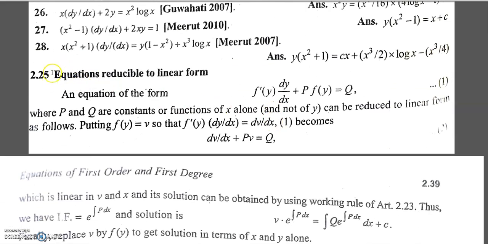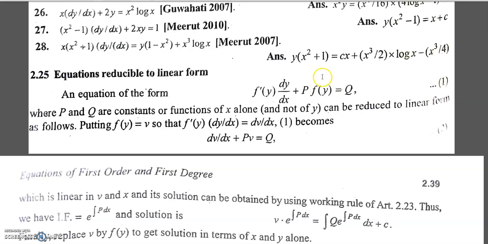Now come to our article 2.25. Here our original differential equation is not directly in the general form of a linear differential equation, but we may convert it into linear form. How? See the pattern. Suppose f'(y) dy/dx + P f(y) = Q, where P and Q are constants or functions of x alone, but not of y. You just remember this: Q is a function of x, and P is also a function of x or a constant.